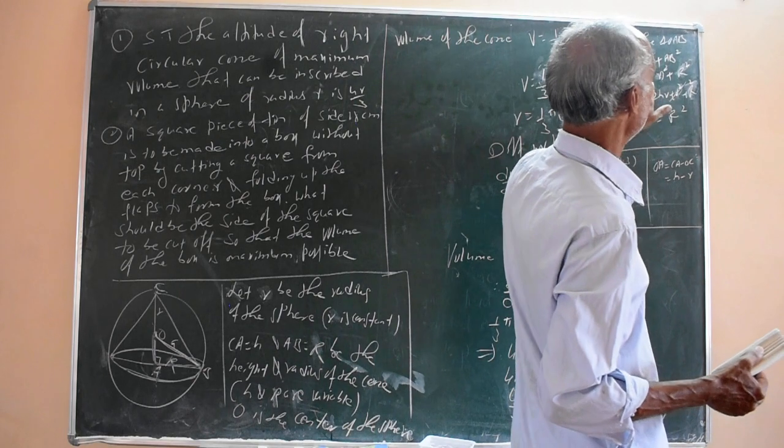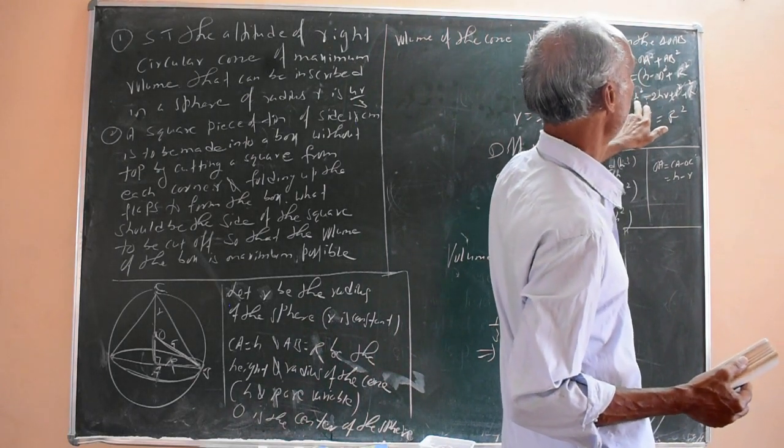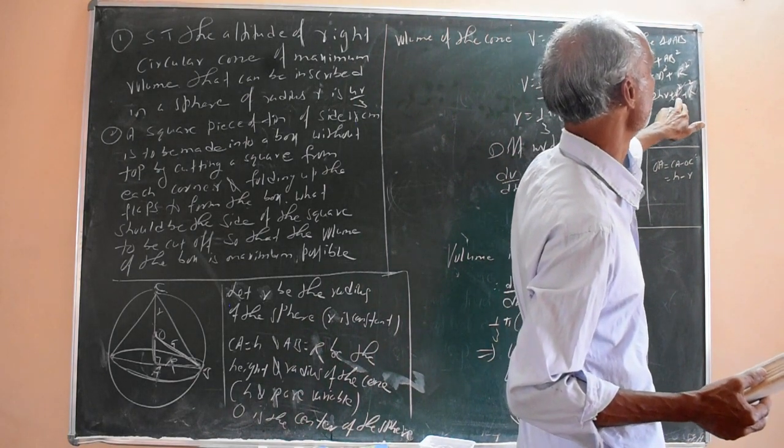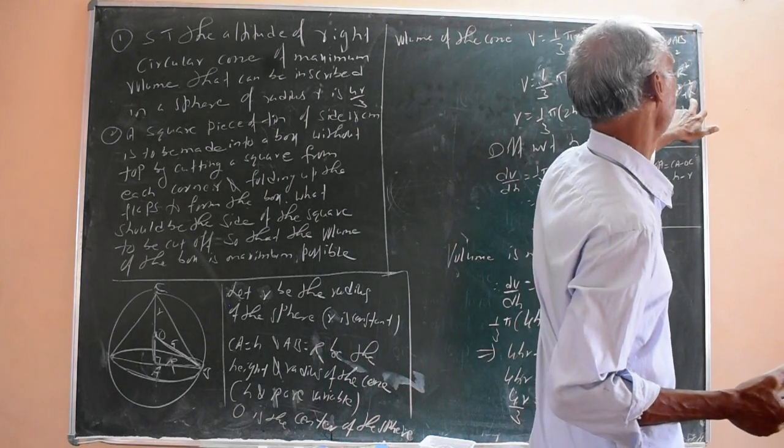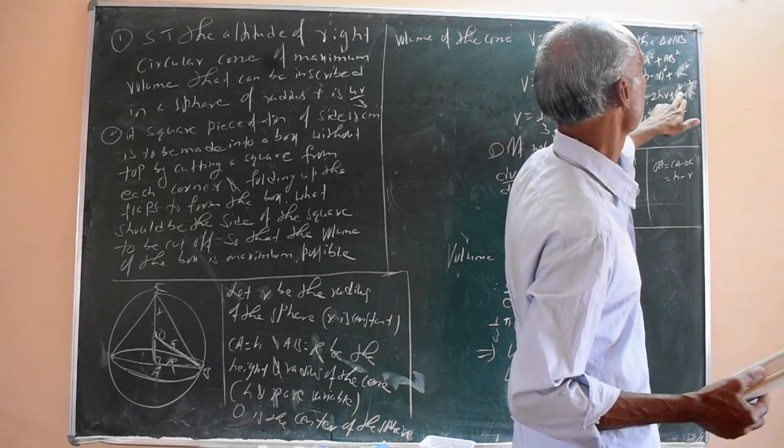Now expand (a minus b) the whole square: a square minus 2ab plus b square, plus this R square. Then r square cancels.